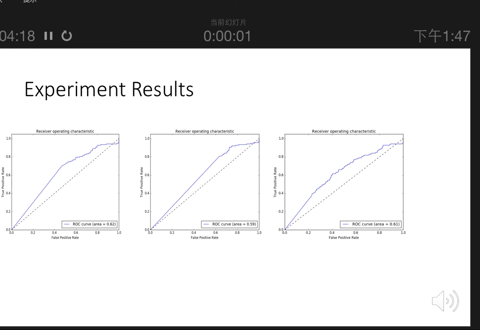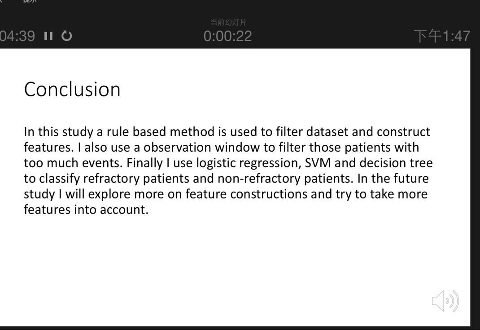Here are the ROC curves. As the picture shows, we can see that logistic regression gives the best performance. That is because logistic regression has the best scalability among the 3 classifiers.